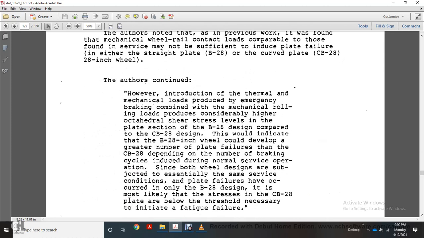The authors continued, however, that the introduction of thermal and mechanical loads produced by emergency braking, combined with the mechanical rolling loads, produced considerably higher octahedral shear stress levels in the plate section of the B28 design compared with the CB28 design. This would indicate the B28 wheel could develop a greater number of plate failures than the CB28, depending on the number of braking cycles during normal surface operation, since both wheel designs are subjected to essentially the same surface conditions. Plate failures, if they occurred, would most likely be only in the B28 design, and the CB28 plates are below the threshold necessary to initiate fatigue failures.